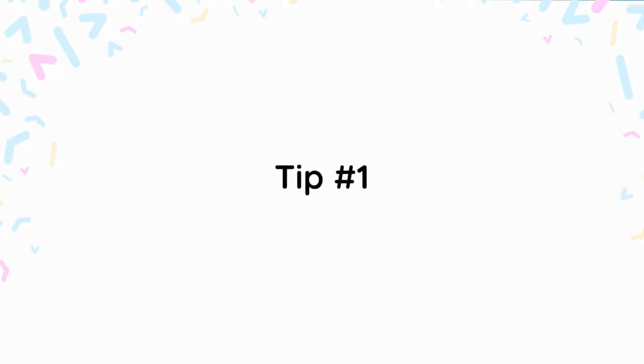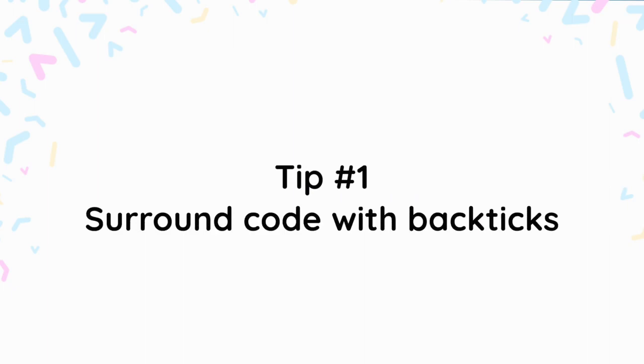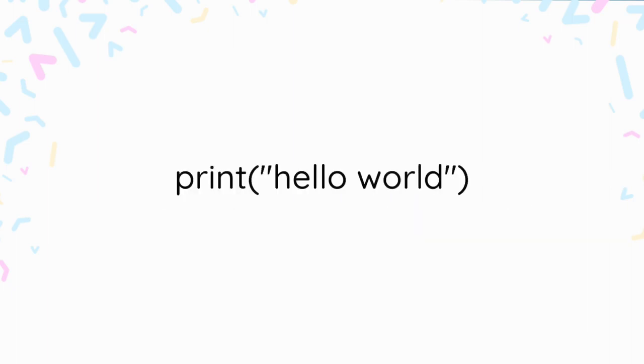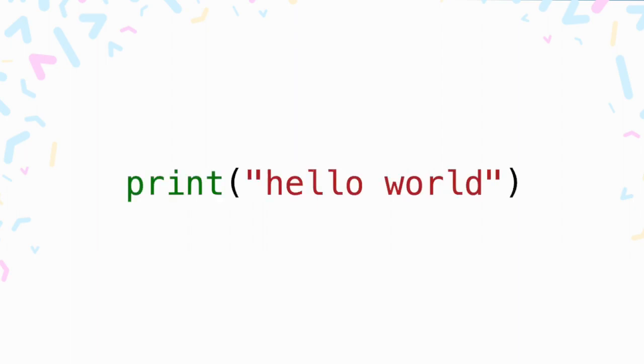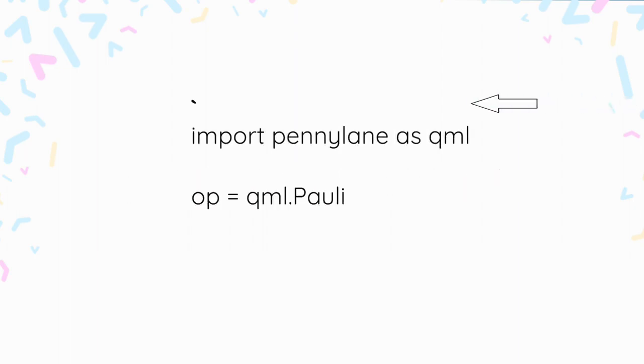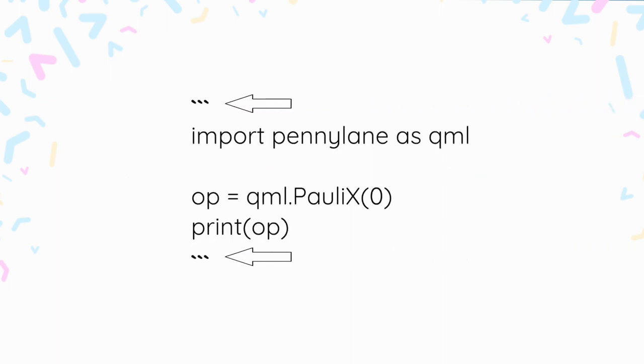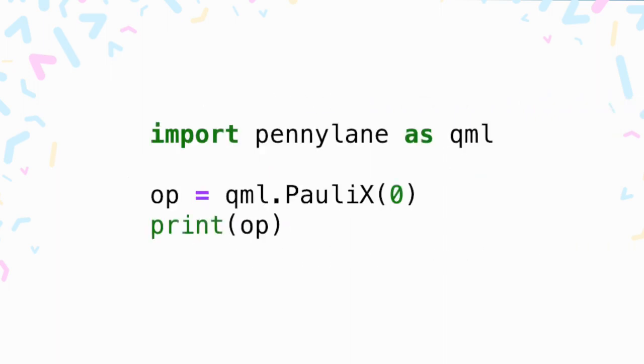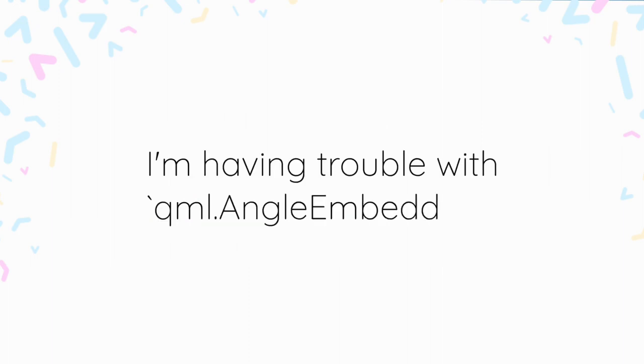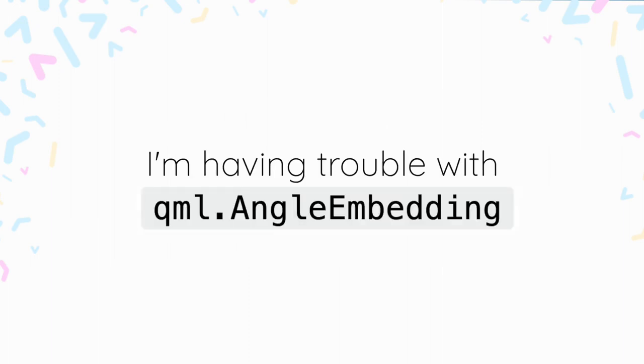Tip number 1, surround your code with backticks. When including code in your forum post, you can format it to look like Python code in an interactive developing environment rather than plain text. If it's an entire code block you want to share, putting 3 backticks at the start and at the end will do the trick. If you want to put code in the middle of a sentence, 1 backtick at the start and at the end will do the trick.